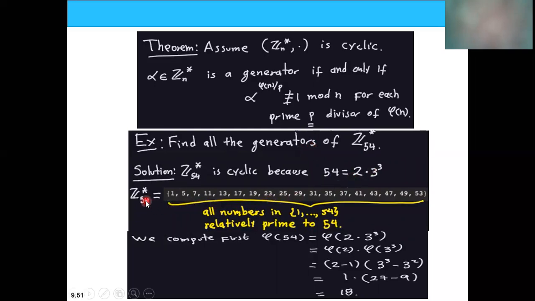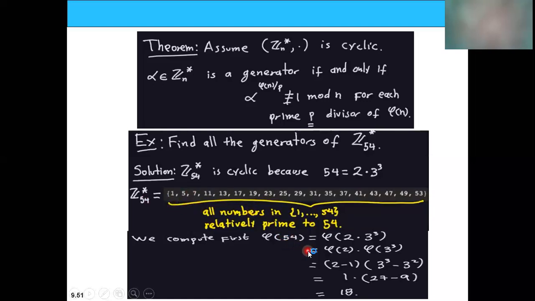So we take Z54 star, all the elements of Z54 which are relatively prime to 54. In that case, there are 18 elements. You can also compute phi of 54. Phi of 54 can be written as phi of 2 into 3 cubed. Since 2 and 3 cubed are relatively prime, phi can be distributed. Phi of 2 is 2 minus 1, phi of 3 cubed is 3 cubed minus 3 squared. So in that case, 18. You can say there are basically 18 elements.